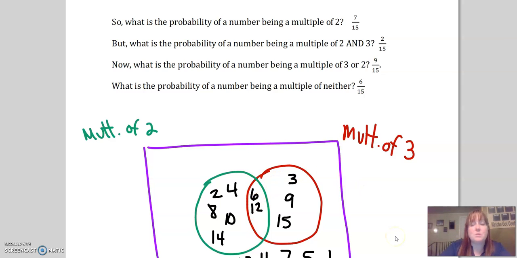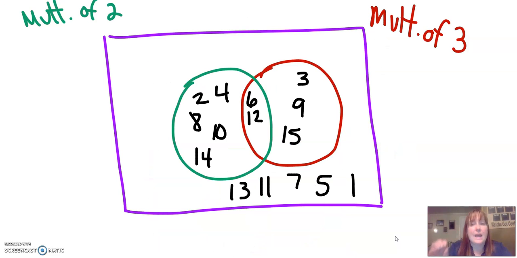What's the probability of being a multiple of 3 or 2? So this is important to understand, the difference between and and or. And means it has to fit into both of these circles, okay? But or means it can be one or the other or both, okay? So multiples of 2 are everything inside the green, and multiples of 3 are everything inside the red. So we're talking about all of these numbers. So how many are there? 1, 2, 3, 4, 5, 6, 7, 8, 9, 10. There are 10 of them.